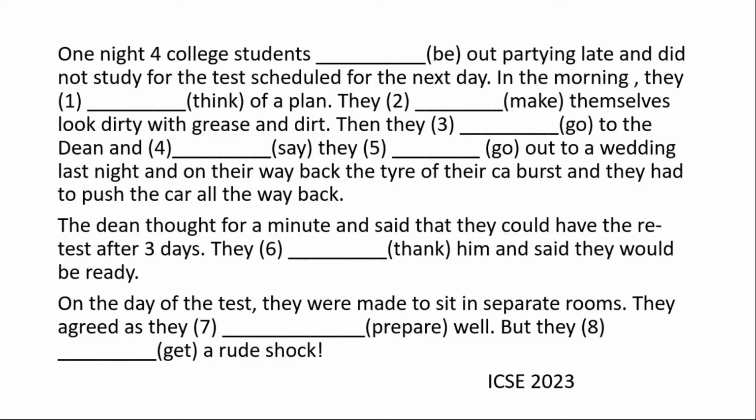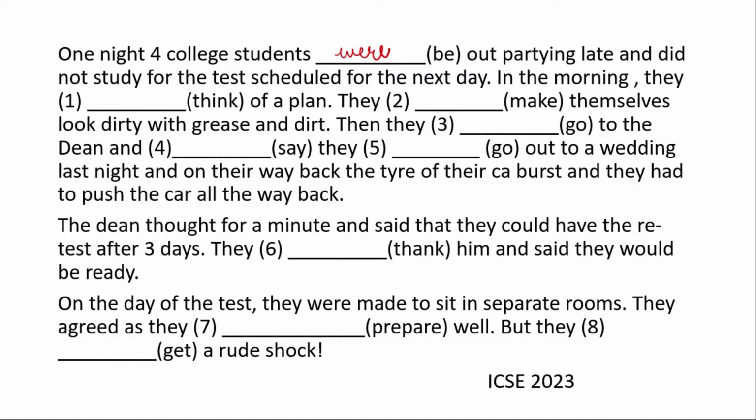One night, 4 college students, so the answer here will be plural. So the B form, meaning was will not come, it will be were, because it is plural. So one night, 4 college students were out partying late and did not study for the test scheduled for the next day. Okay. Now you can continue from question numbers 1 to 8.